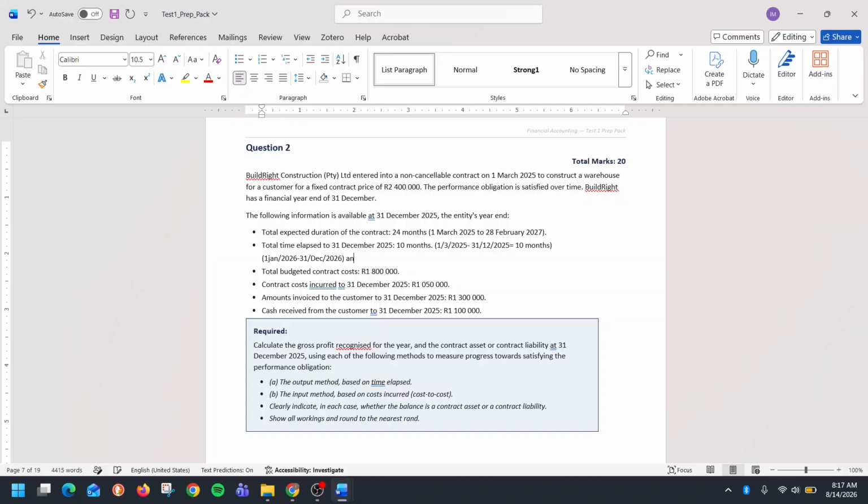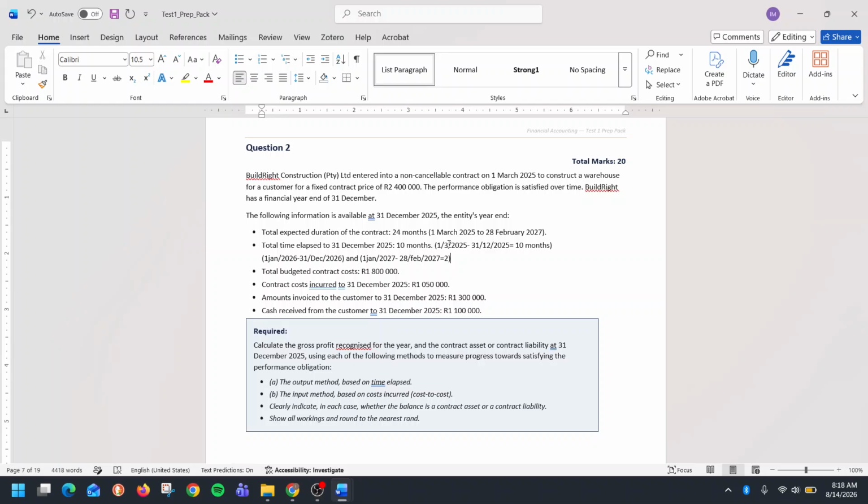Now the third year: it's going to be the 1st of January until when the contract is meant to elapse, which is the 28th of February 2027. So now you know, here I have 2 months. So if it is the time elapsed, how much time has gone away? In 2025, the amount of time that has gone out is actually 10 months. That is how we are going to calculate, and that is how we are going to recognize the revenue.